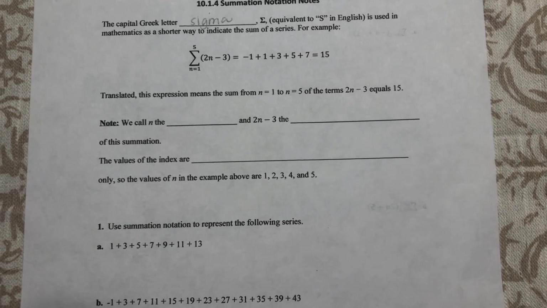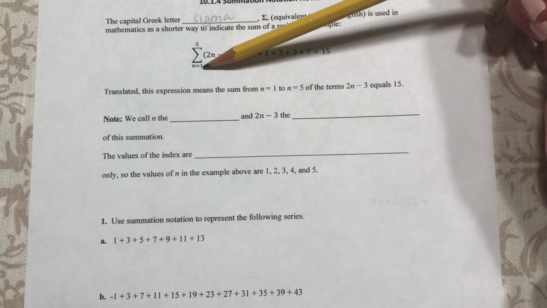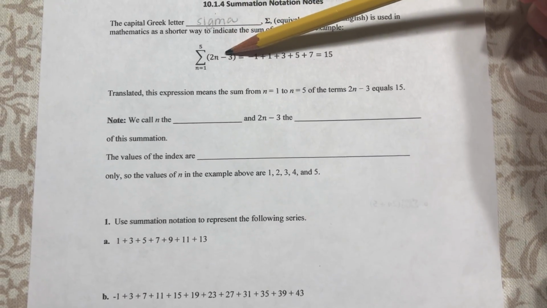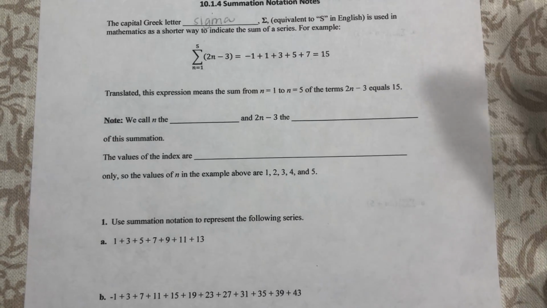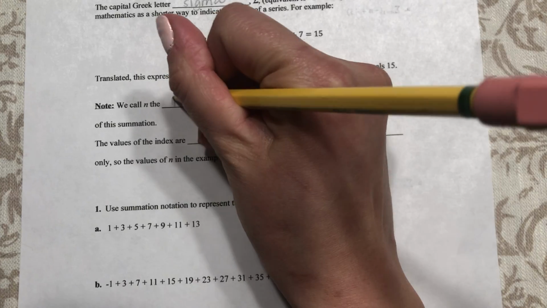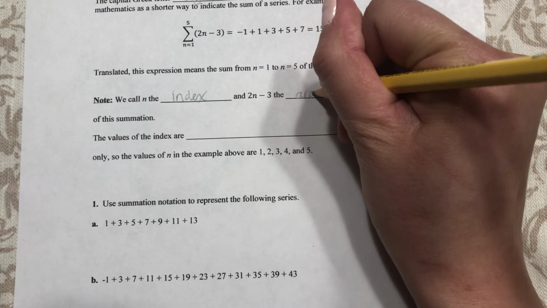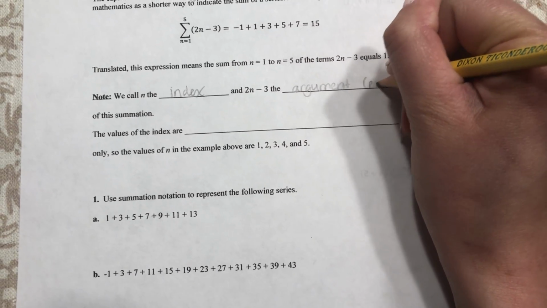So translated, this expression means the sum from n equals 1 to n equals 5, so the sum of the first 5 terms of 2n minus 3 is just equal to 15, and that's how you notate a series. We call n the index, and 2n minus 3 is the argument, and that's just another word for your explicit equation.